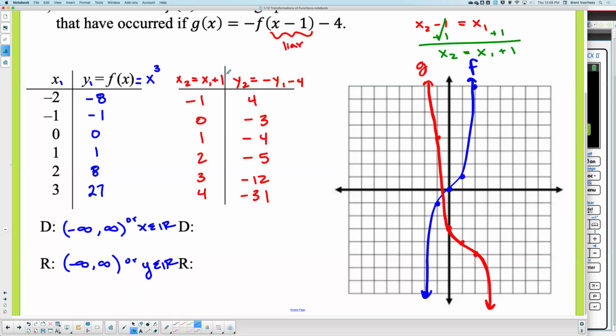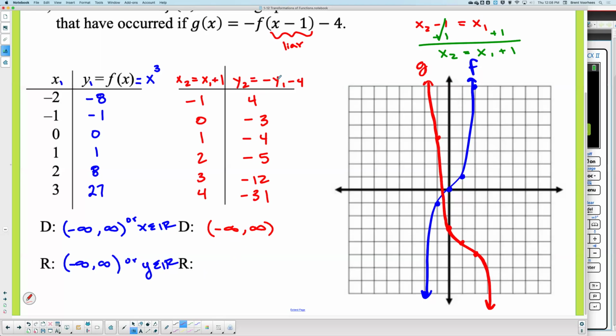Now, over here, what you would do is add 1 to the domain, because that's what the transformation was. So what's negative infinity add 1? Still negative infinity. What's infinity add 1? Still infinity. So this would stay as negative infinity to positive infinity. I'm just going to write it this way.